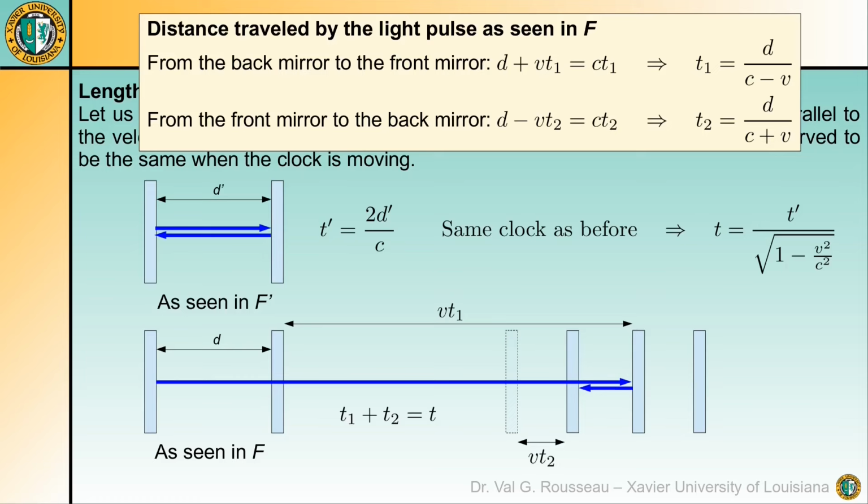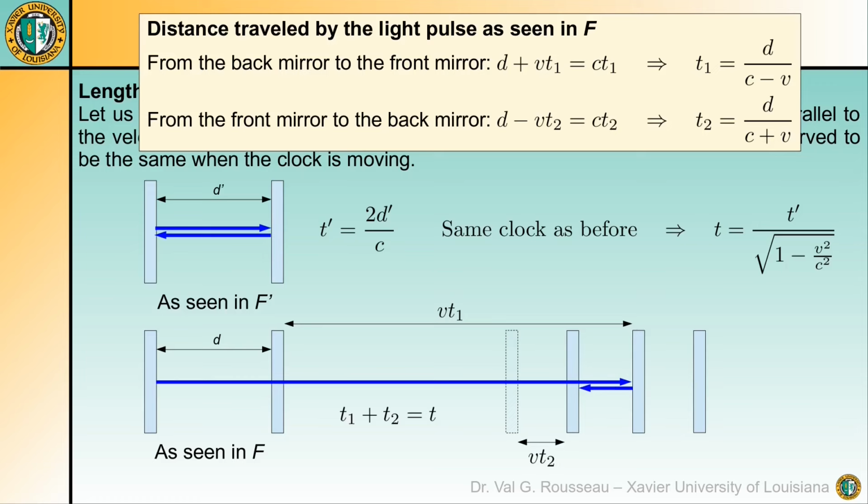Likewise, the distance traveled by the pulse from the front mirror to the back mirror is d minus vt2, and according to Einstein's postulate, this distance must be equal to ct2. We conclude that t2 is d over c plus v.